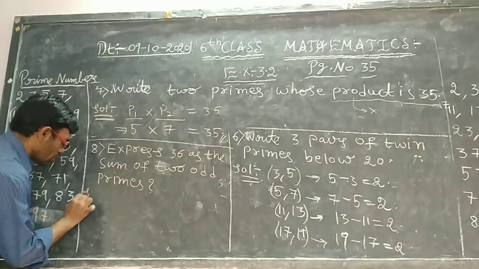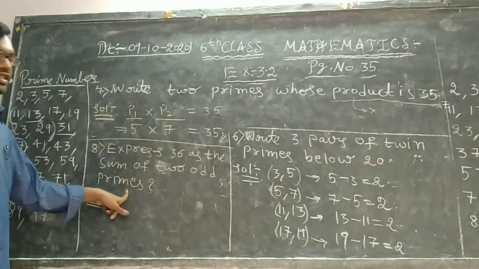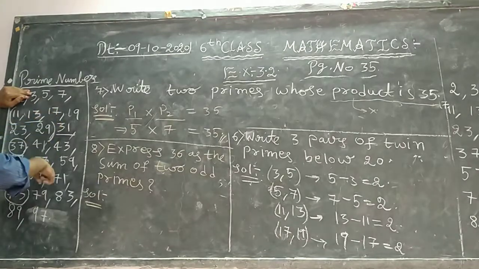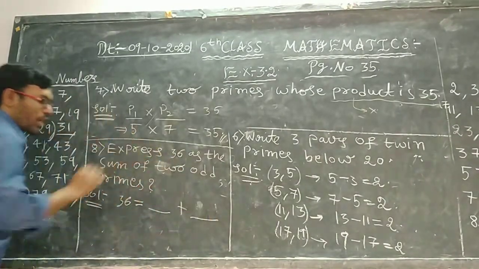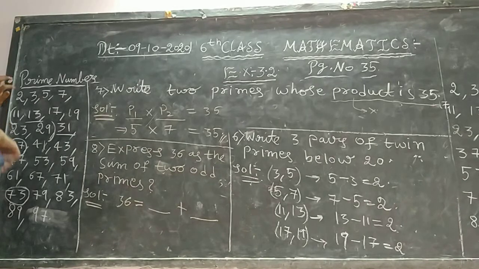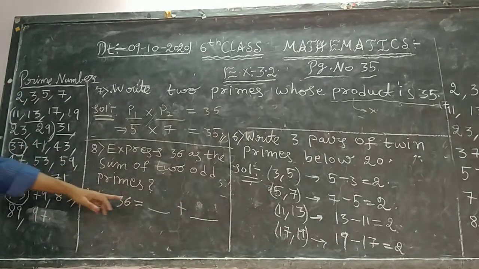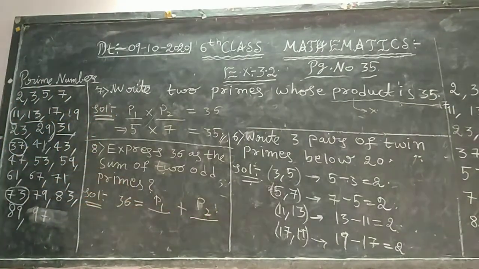Okay, so that means the two odd primes. Except 2, the remaining are all odd. So you are supposed to write 36 as a sum of two odd primes. Odd primes you are supposed to take. That means 2 will be cancelled; 2 you should not take. So P1 plus P2 should be equal to 36.